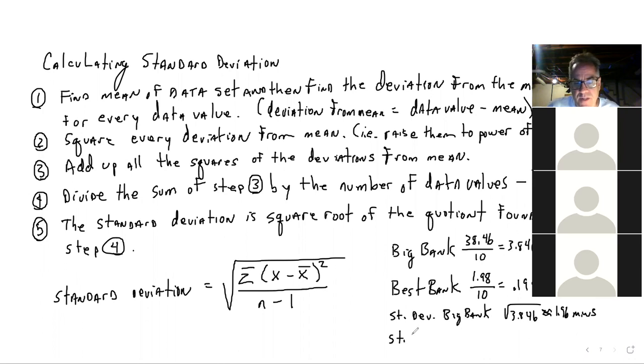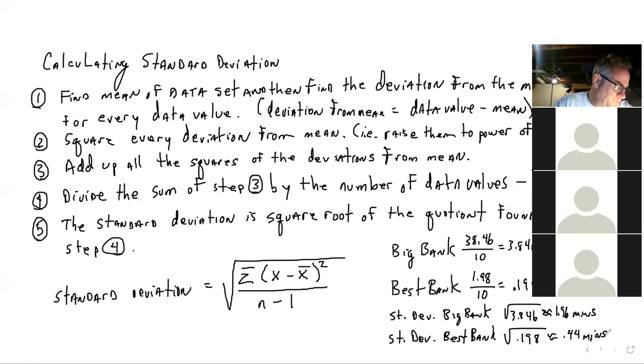And the standard deviation for Best Bank is 0.198. And so the square root of that rounded is roughly 0.44 minutes. Okay.